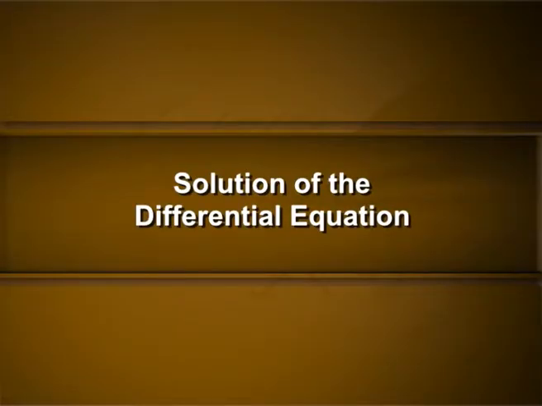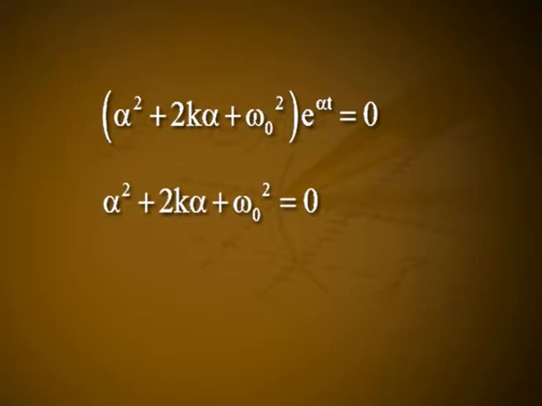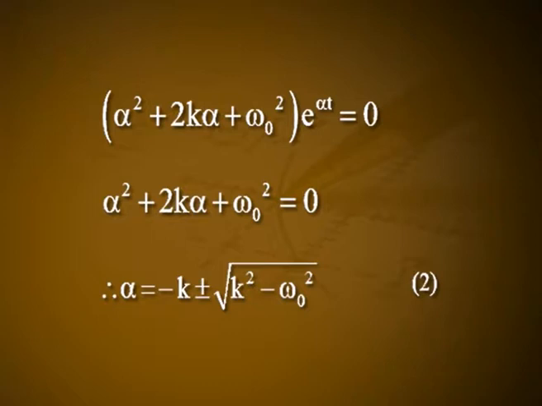Solution of the differential equation. Let a possible solution of equation 1 be x equals a into e raised to alpha t, where a and alpha are constants. Differentiating twice and substituting the values of dx by dt and d square x by dt square in equation 1, we get alpha square plus 2k alpha plus omega naught square into e raised to alpha t is equal to 0. Alpha square plus 2k alpha plus omega naught square is equal to 0. Therefore, alpha is equal to minus k plus or minus square root of k square minus omega naught square. Let it be equation number 2.